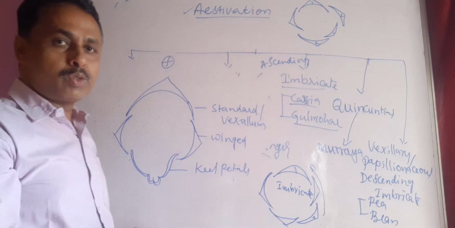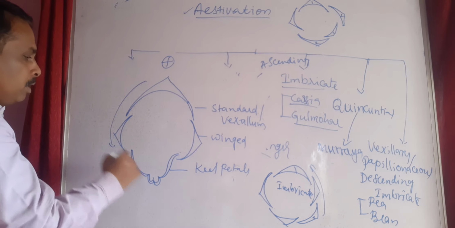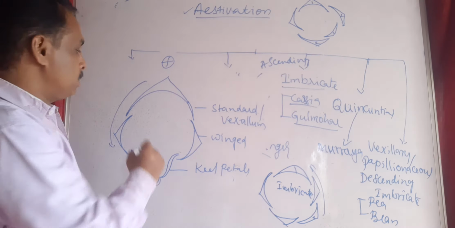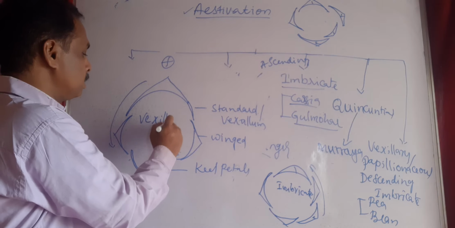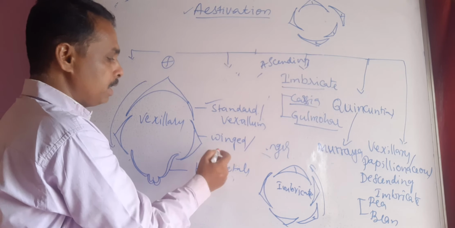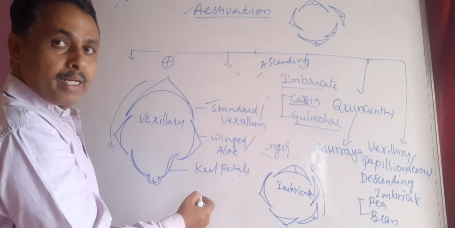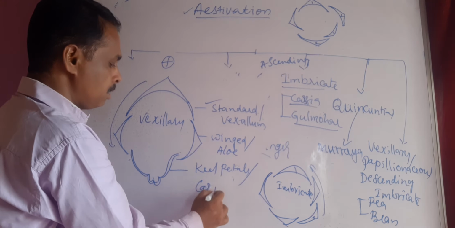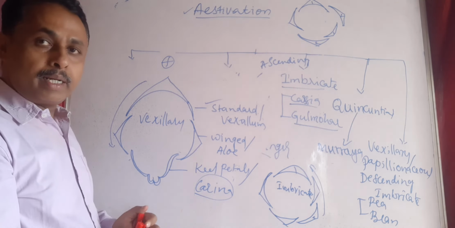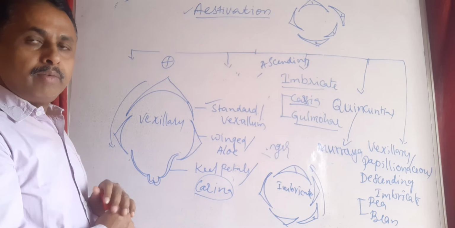That's why it is called vexillary aestivation, or otherwise descending imbricate aestivation, because we can climb down but cannot climb up. This is a standard petal, or vexillum. This is a wing petal, otherwise called ala. Keel petals are otherwise called carina. This is about vexillary aestivation.